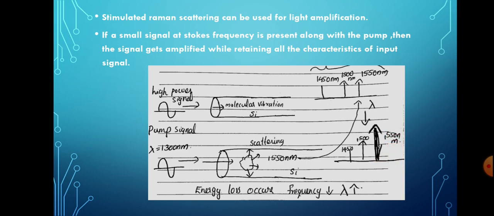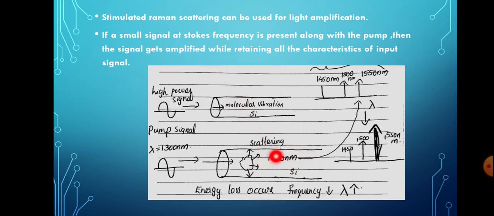So the points you should note here is that there should be some threshold level for the signal to occur Raman amplification, and also the input pump signal should have high power, and also in the case of Raman amplifier there is no population inversion process and all. And also you can see that here the signal component, that means we have said that here if a small signal at Stokes frequency is present along with the pump, then the signal gets amplified. That is the process taking place here.